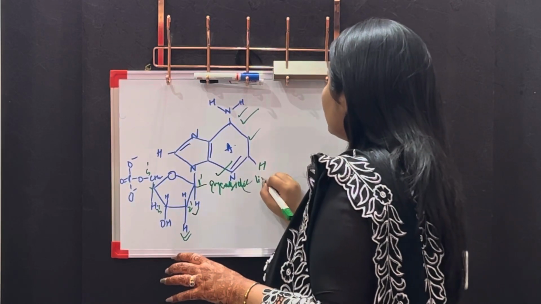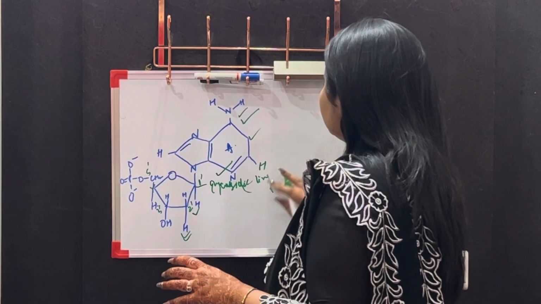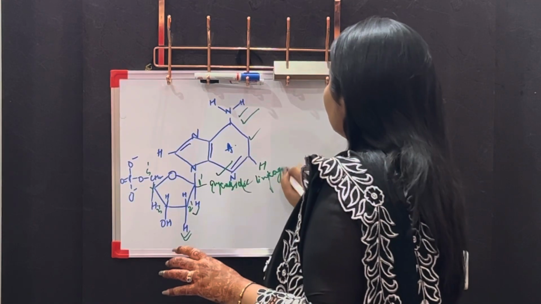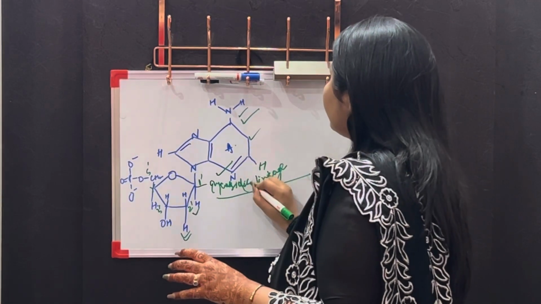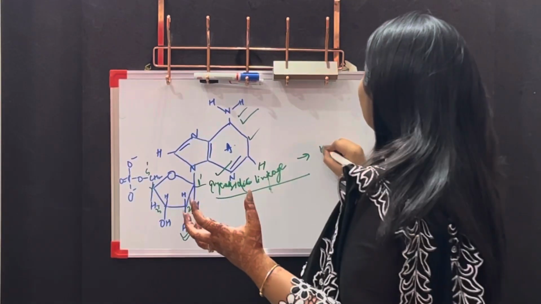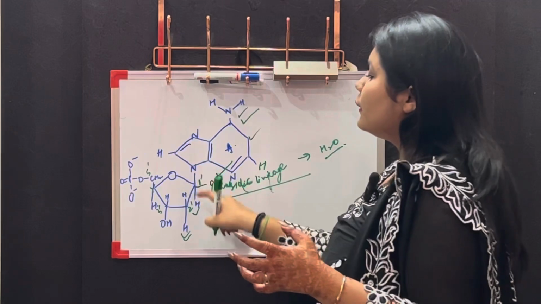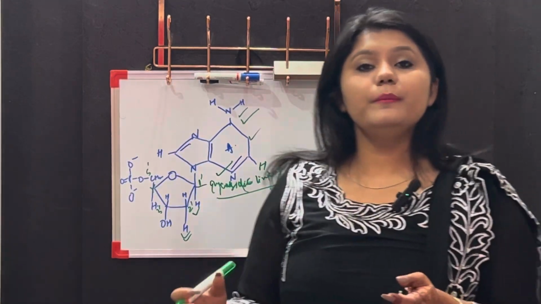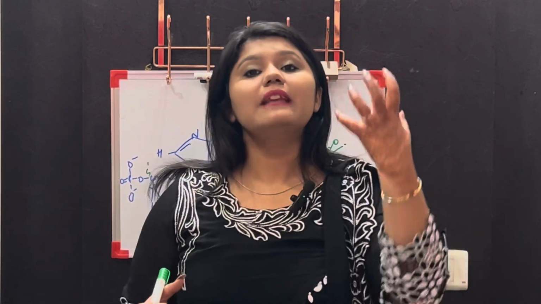Glycosidic linkage. Which linkage is involved? Glycosidic linkage. And it is formed by what? It is formed by removal of water. So water will be removed and then a linkage will be formed, which is known as glycosidic linkage.